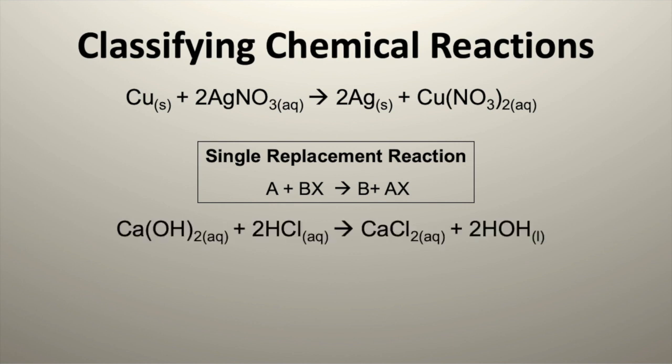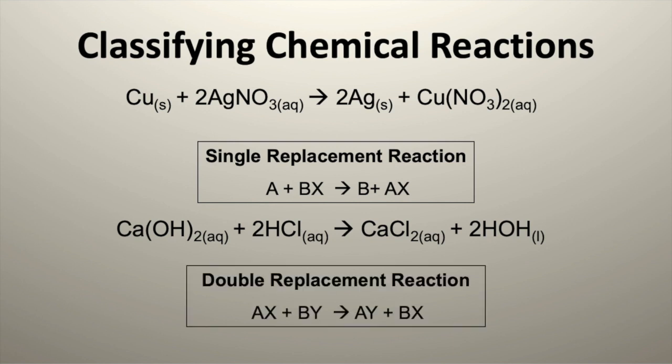In our final reaction type, calcium and hydrogen switch the negative ion that they are paired with. Calcium begins the reaction paired with hydroxide ion, and hydrogen begins the reaction paired with chloride ion. When the 2 solutions are combined, calcium pairs with chloride ion and hydrogen with hydroxide. This is referred to as a double replacement reaction and follows the general pattern AX plus BY produces AY plus BX.